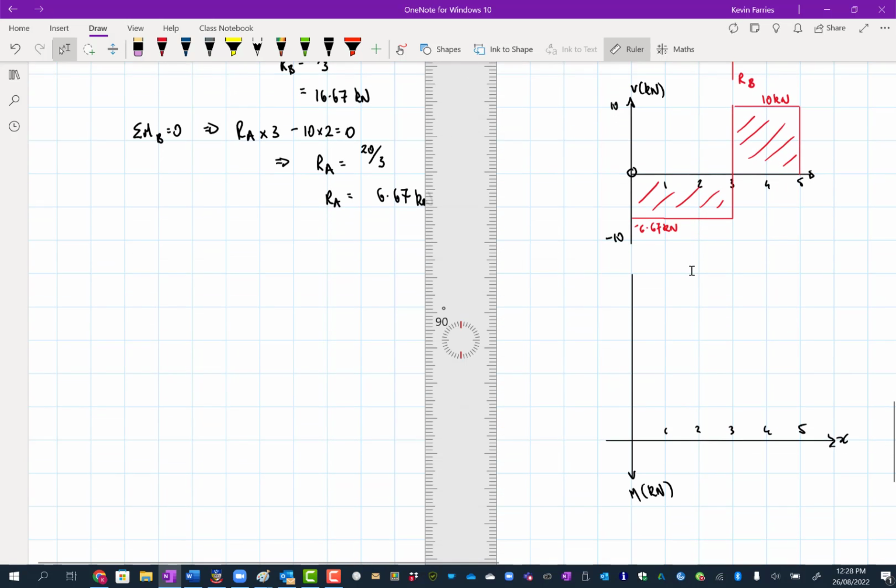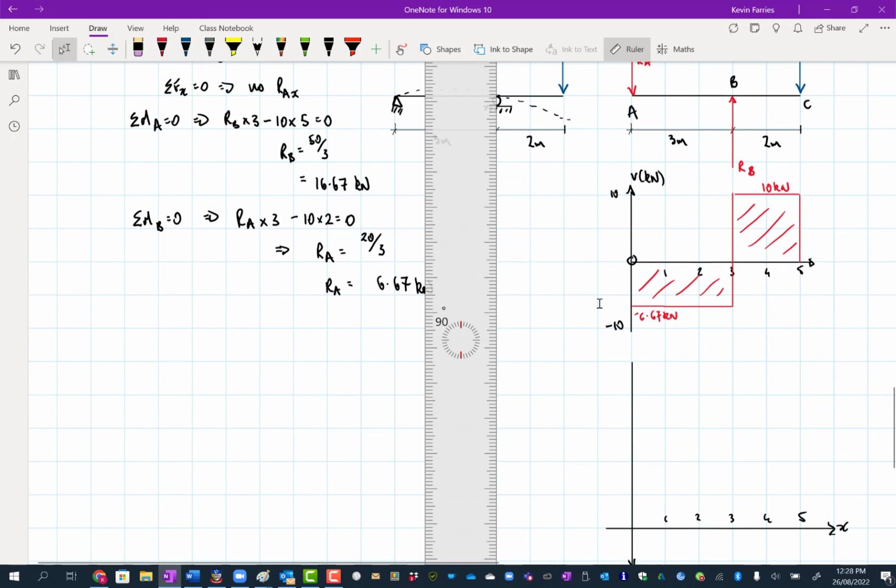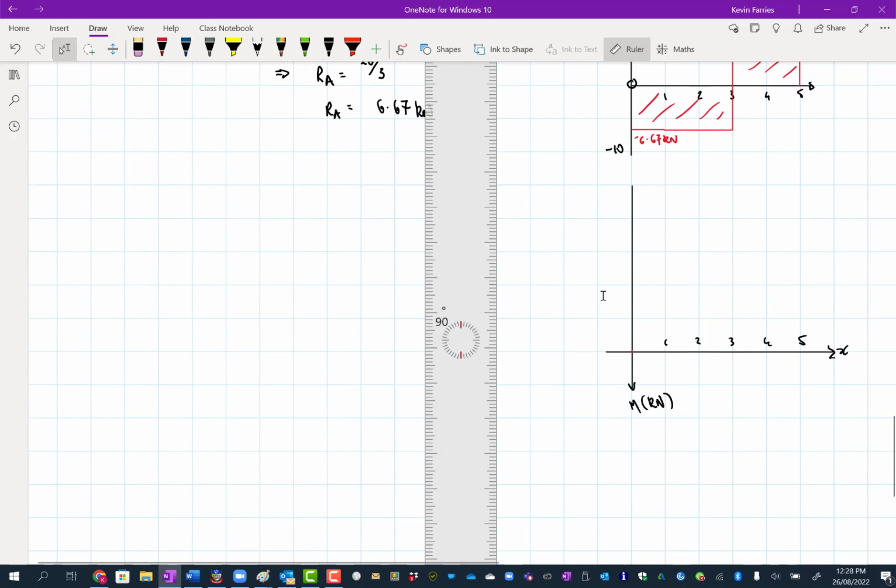Now then, for the moment. There's a pin at this end, so it must start at 0. So there's no moment at the end there, so we know that much. Switch to blue for the moment diagram.